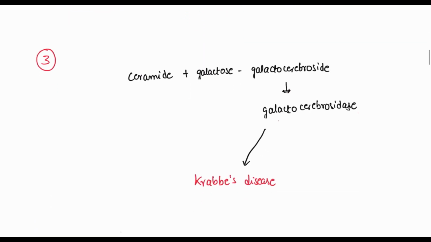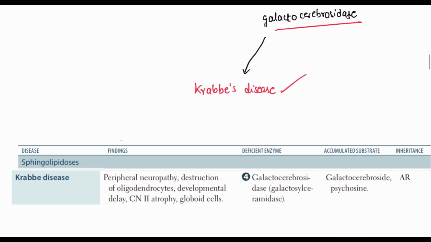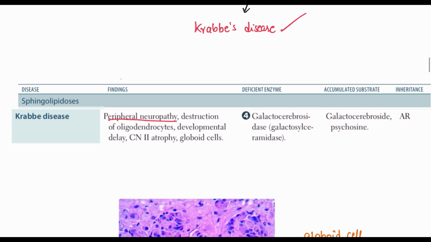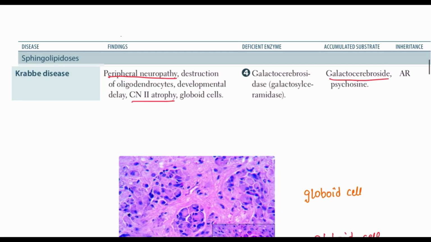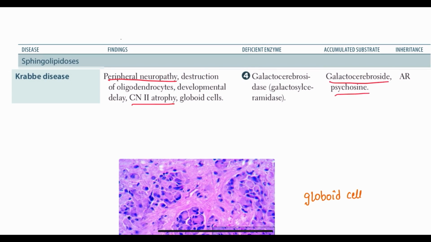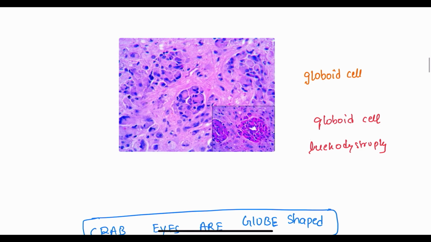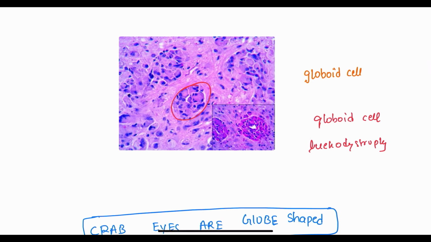Coming to the next disease. When ceramide is combined with galactose, it forms galactocerebroside, which is degraded by the enzyme galactocerebrosidase. Deficiency of this enzyme leads to Krabbe disease. Clinical findings seen in this condition are peripheral neuropathy and optic nerve atrophy due to destruction of oligodendrocytes, which are myelin-forming cells, due to accumulation of galactocerebroside and psychosine in them. Histological findings show globoid cells, which are multinucleated macrophages containing undigested galactocerebrosides. So, Krabbe disease is also known as globoid cell leukodystrophy.